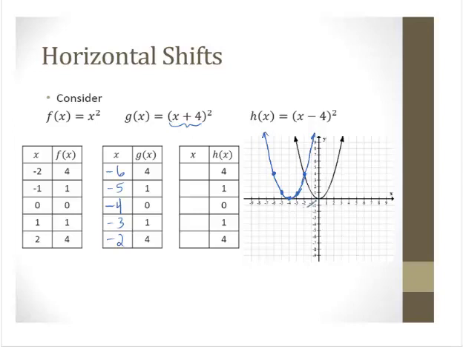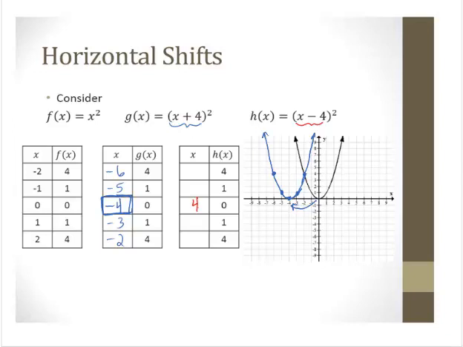The shift has been left 4. If we think of that central point, that (0, 0), notice it has been shifted 4 units to the left. Notice in that thought process, what value for x made the inside 0? Negative 4 made the inside 0, and we had a shift left 4. Using a similar reasoning process, now with h of x, what value for x makes that inside 0? Positive 4.